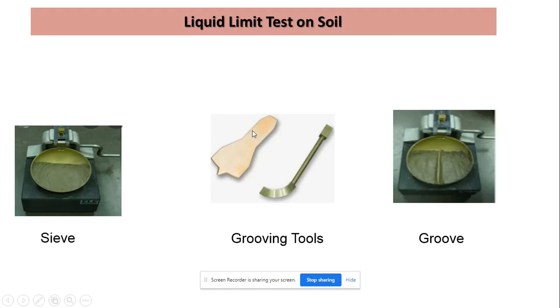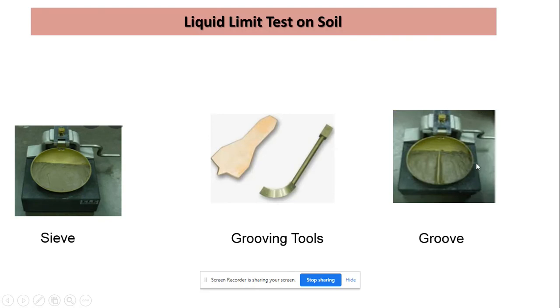So basically, for particles below 75 micron, that is silt and clay, this tool will be used to make the groove. And for particles between 75 micron and 425 micron, this ASTM tool will be used. After putting the soil paste in this cup, a groove is made in the center of the cup, so that the soil is divided into two parts.